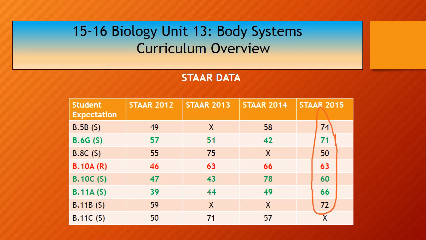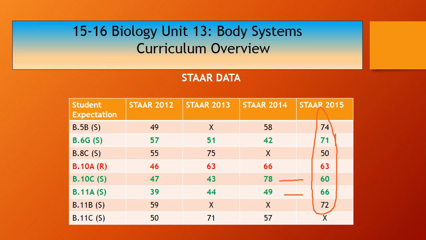6G, we improved very much so from 12 to 15, now at 71%. We dropped down in 8C. In 10A, we've been pretty stagnant over the past 3 years. 10C, we dropped down from 2014 from 78% to 60%. 11A, we have steadily increased, and there was a pretty big jump, a 17% jump from 2014 to 2015 over 11A.